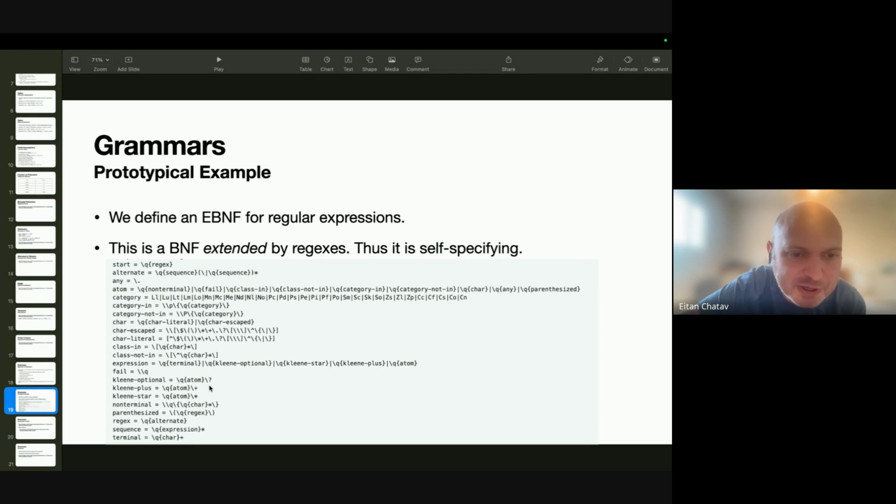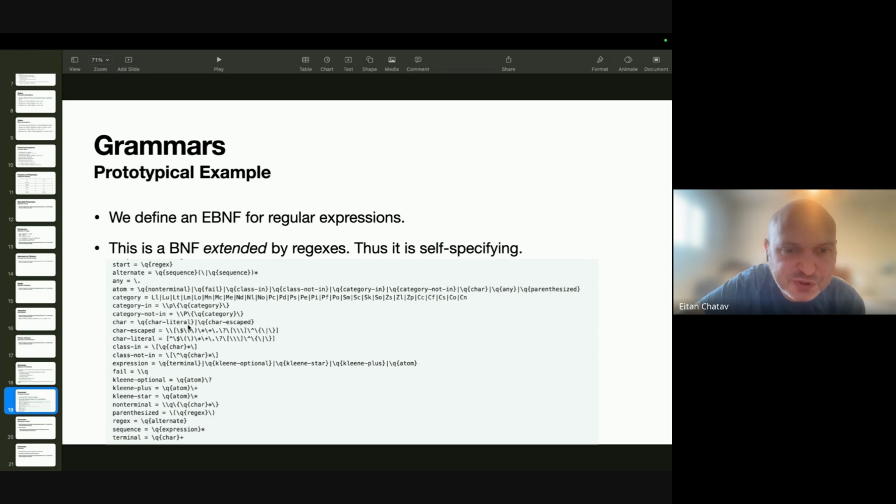Optional is an atom followed by a question mark. Kleene plus is an atom followed by plus. Kleene star is an atom followed by star. Fail, we see, is \q. We have to escape the slash with a slash. And non-terminals, where non-terminals is \q followed by an open brace, followed by zero or more characters, followed by a closed brace, and parenthesized.